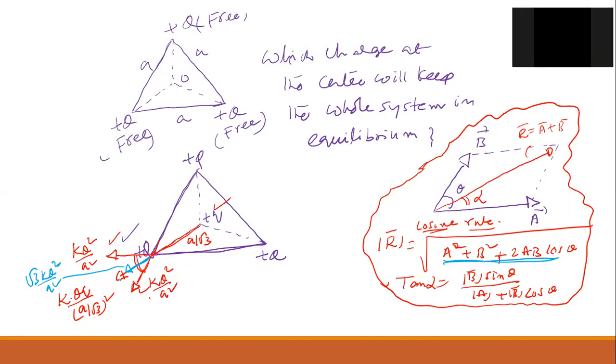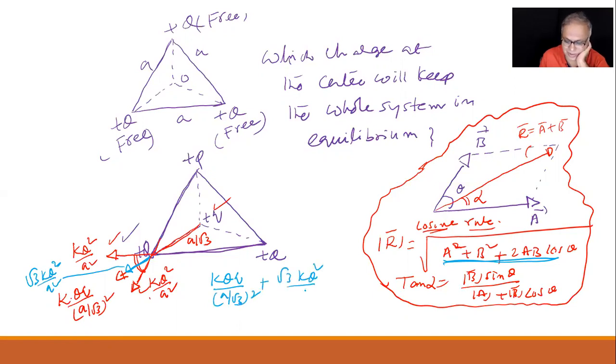Now this and this are in the same direction, Rishita? Yes, sir. Blue and red. So add them. K into Q into Q by a by root 3 whole square plus root 3 K Q square by a square is equal to 0. So you'll get Q. Tell me.